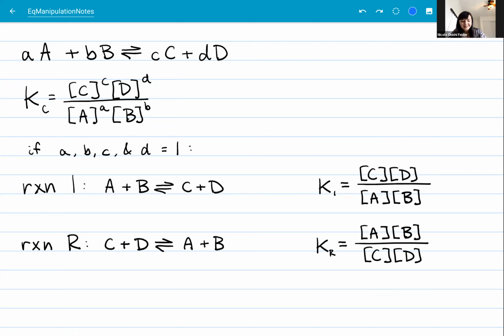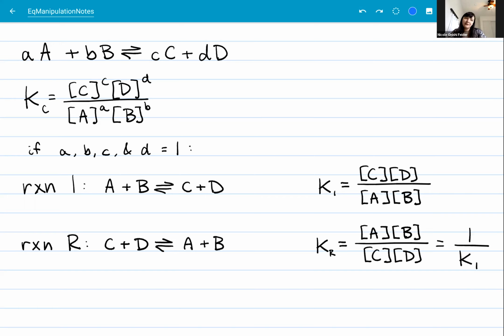We can see here that the equilibrium constant for the reverse reaction, Kr, is actually the inverse of the original equilibrium constant, K1, as in the numerator and the denominator are switched. So we can add that to our quick references, right, where the opposite reaction leads to an inverse K.